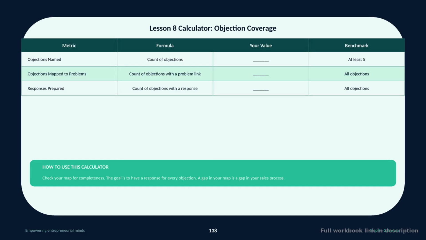Count the number of objections mapped to problems. The goal is all of them. Count the number of objections with a prepared response. The goal is all of them. A gap in your map is a gap in your sales process.